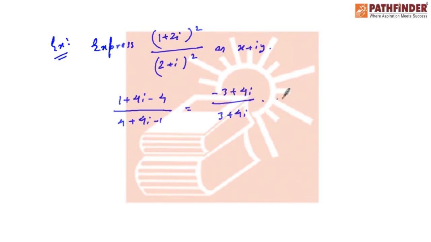To solve a question like this, consider the denominator and multiply the entire expression by the conjugate of the denominator, that is 3 minus 4i in this case. On simplification this becomes 7 by 25 plus iota times 24 by 25.